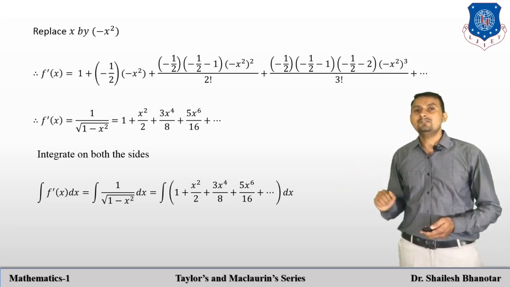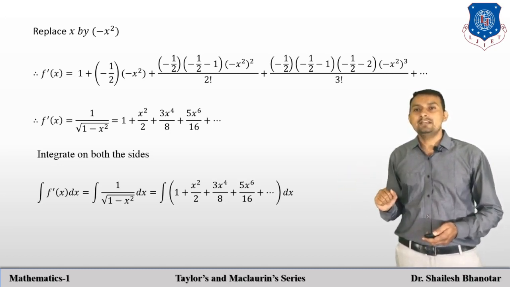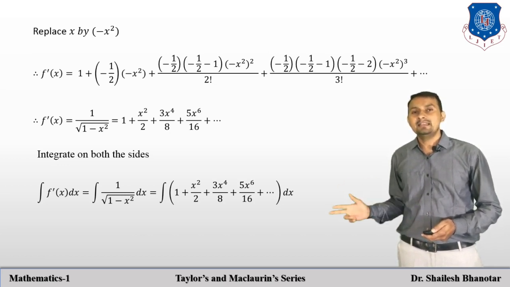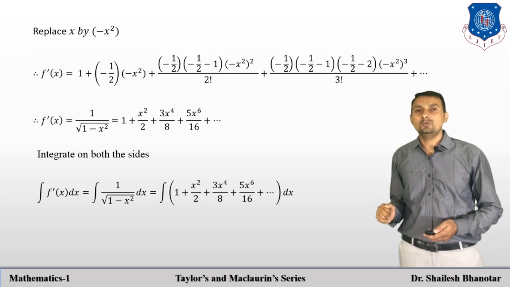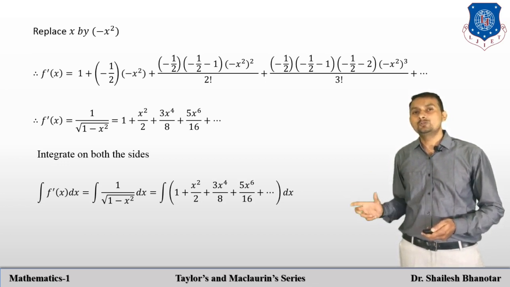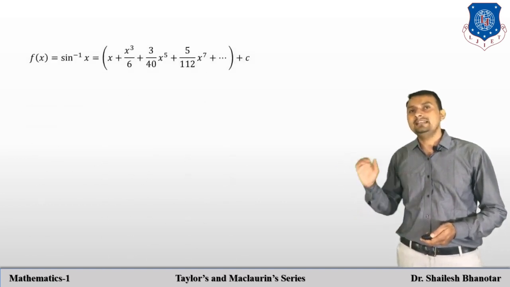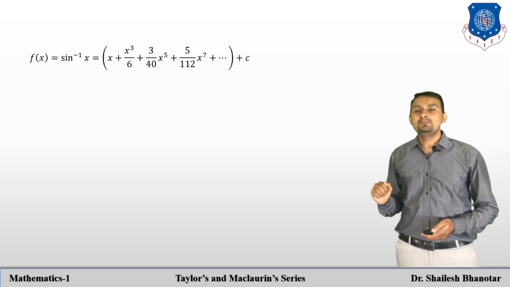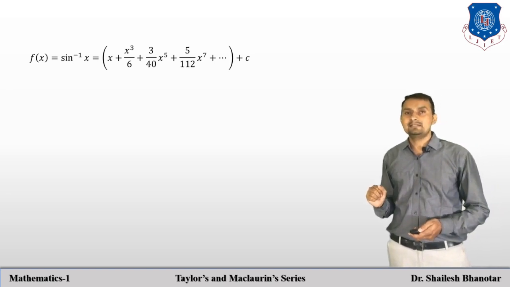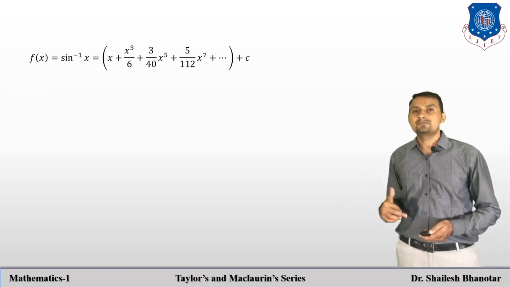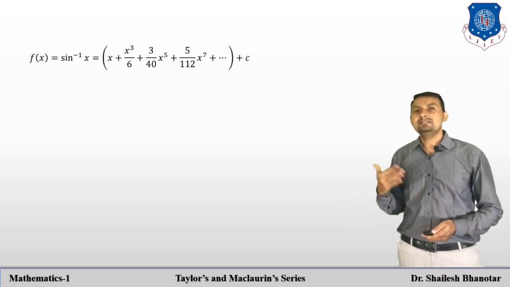So integration of 1 divided by under root 1 minus x square into dx is going to be exactly sin inverse x. But again, if we integrate with respect to x, we get x plus x raised to cube divided by 3 into 2, that is 6. So after simplifying we get sin inverse x is equal to x plus x raised to cube divided by 6 plus 3 divided by 40 into x raised to 5 plus and so on, and the integration constant plus c is there.